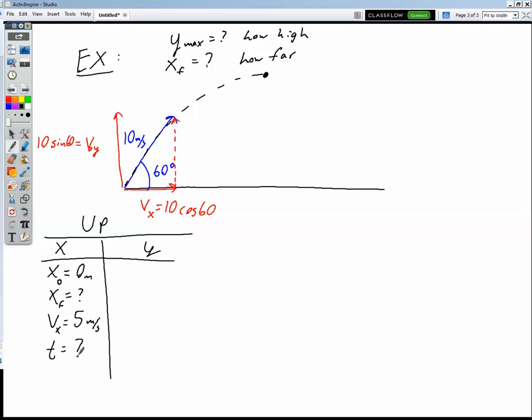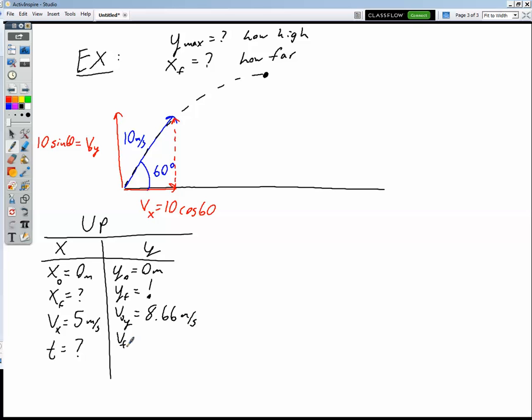In the y direction, we have y initial. It's launched from the ground, so we're going to call that the origin as well, 0 meters. Y final is unknown. It's what I'm trying to find, so I'll put an exclamation mark. V initial in the y direction is equal to 10 times the sine of 60, and an approximation of that is 8.66. So we'll use that decimal approximation in our work.